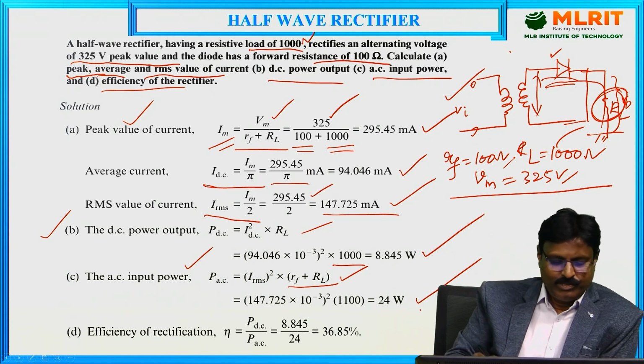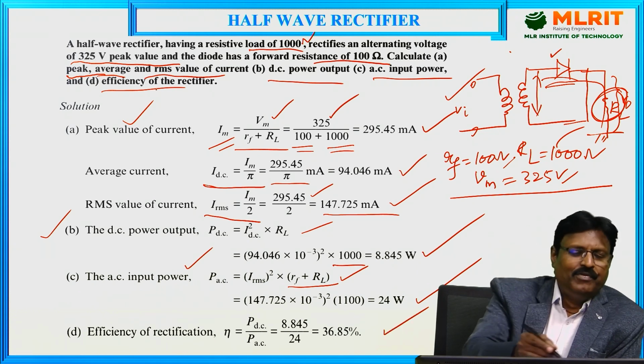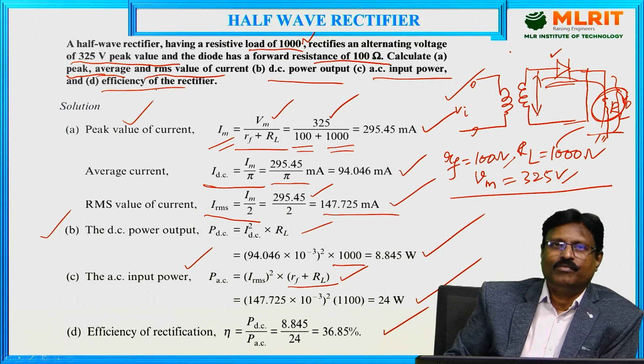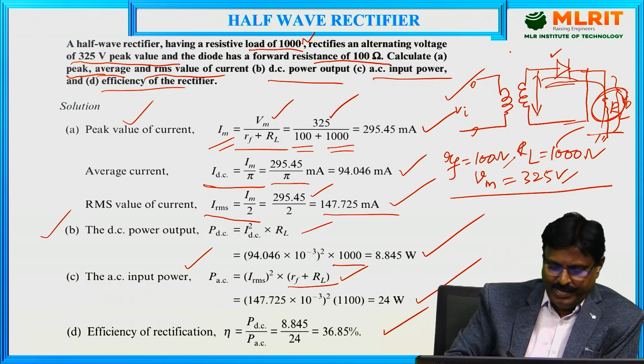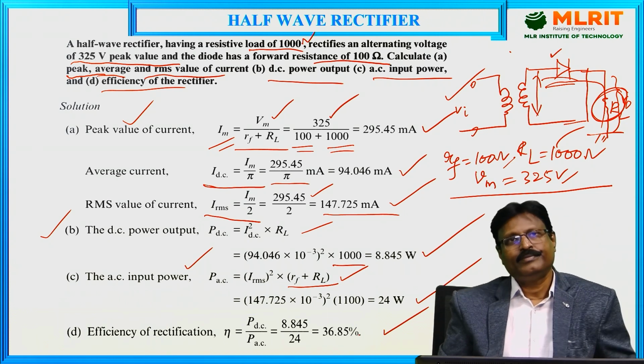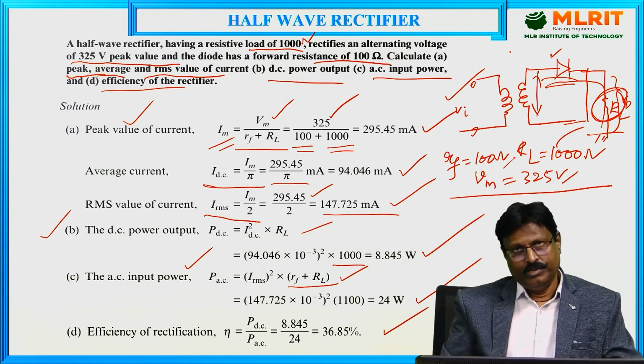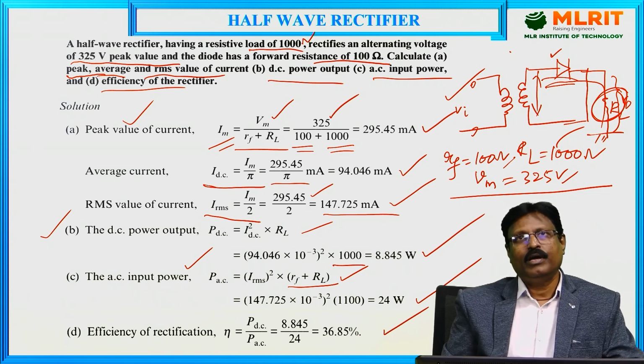Okay. So next, the final question: efficiency of the rectifier. The formula is rectifier efficiency eta is equal to PDC by PAC. PDC you got as 8.845 and PAC is 24. You will be getting 36.85. Okay. So this is about the problem related to the half wave rectifier.